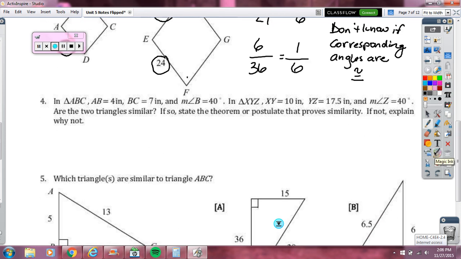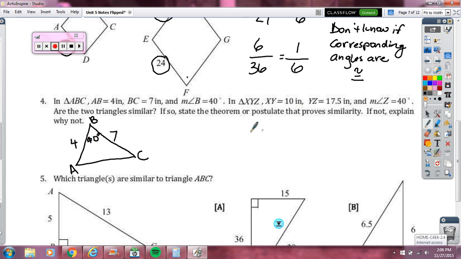Alrighty. In triangle ABC, AB is 4, BC is 7, and angle B is 40 degrees. Whoa, I'm just like, what the heck's happening? Gotta draw a picture to figure it out. Alright, so in triangle ABC, AB is 4 inches, BC is 7 inches, and the measure of angle B is 40. Okay, cool. Now I can kind of see what's going down.